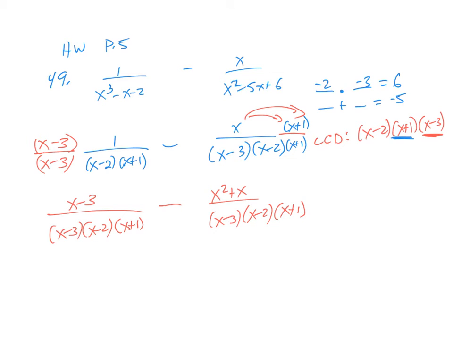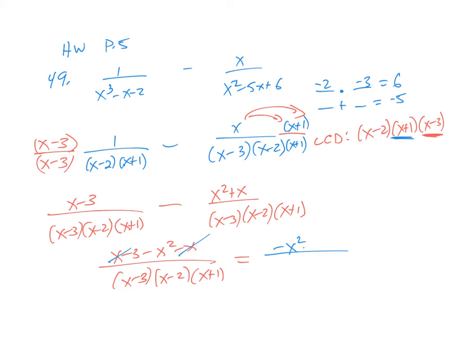Remember that we need to distribute the subtraction, the negative, to both terms in the second fraction. So the numerator will become x minus 3 minus x squared minus x over x, the quantity x minus 3 times the quantity x minus 2 times the quantity x plus 1. And that's going to simplify. We can combine like terms. In this case, we can cancel out the x with the negative x. And I'll put this in standard form in the numerator.